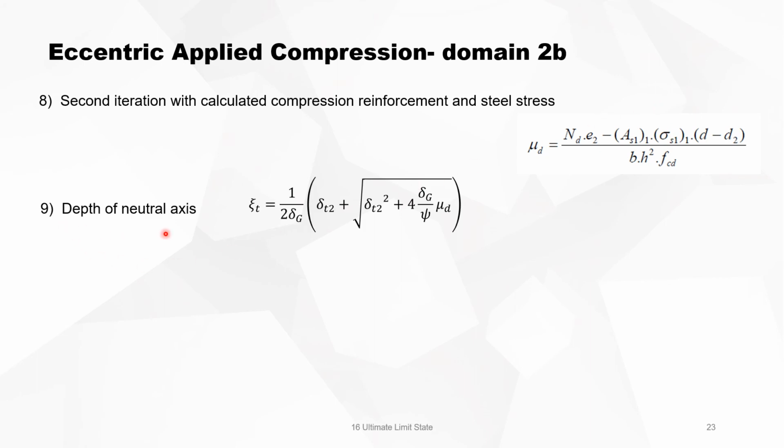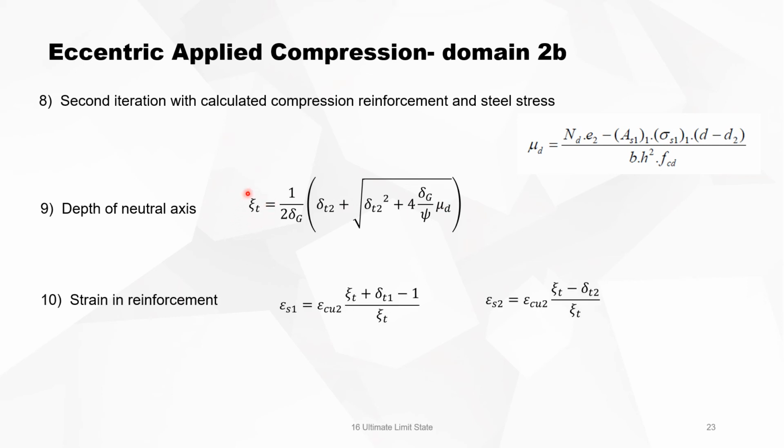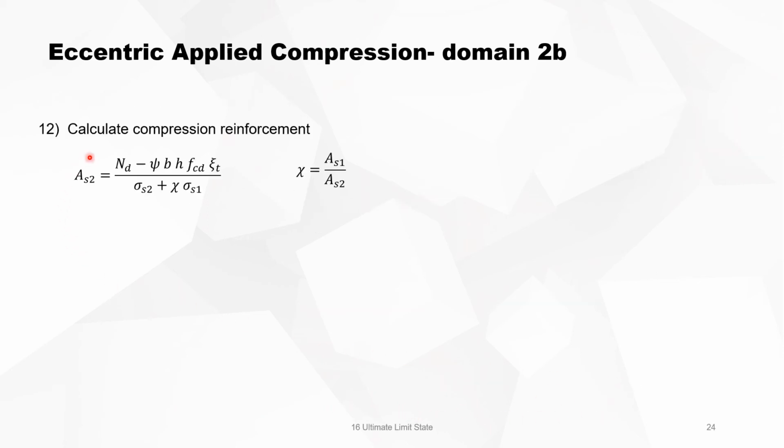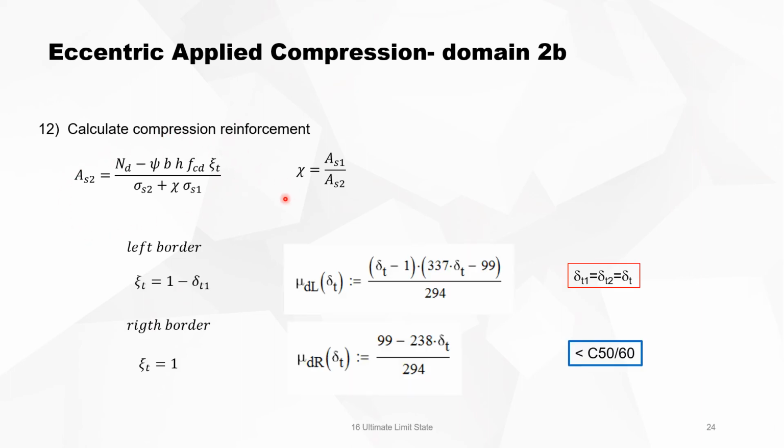So then we calculate again the depth of the neutral axis. So this is now the mu d of the second iteration. We have then xc t of the second iteration. We calculate the strain in the second iteration. And then we can calculate the stresses in the second iteration. And then after that, we can calculate the compression reinforcement. And then we do the iteration again, if needed.